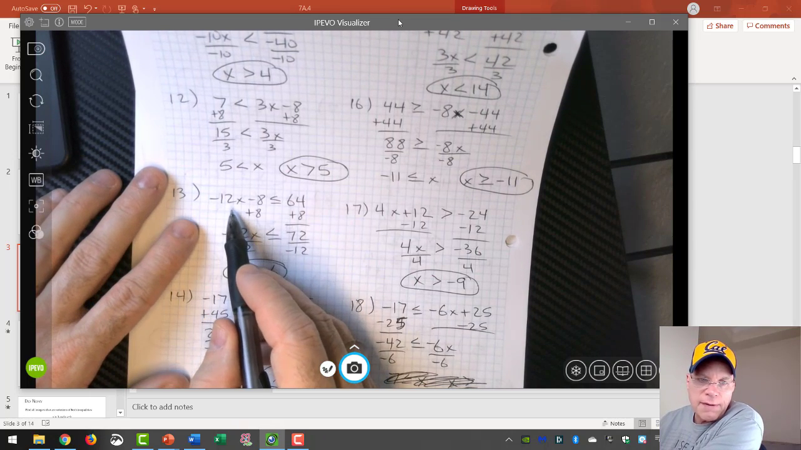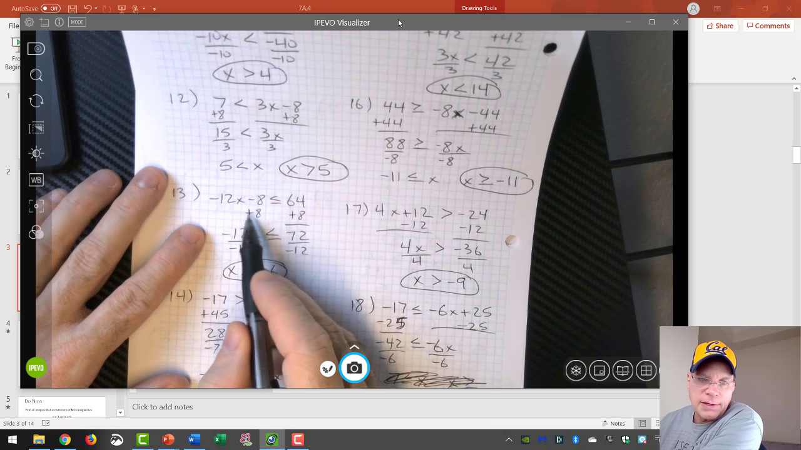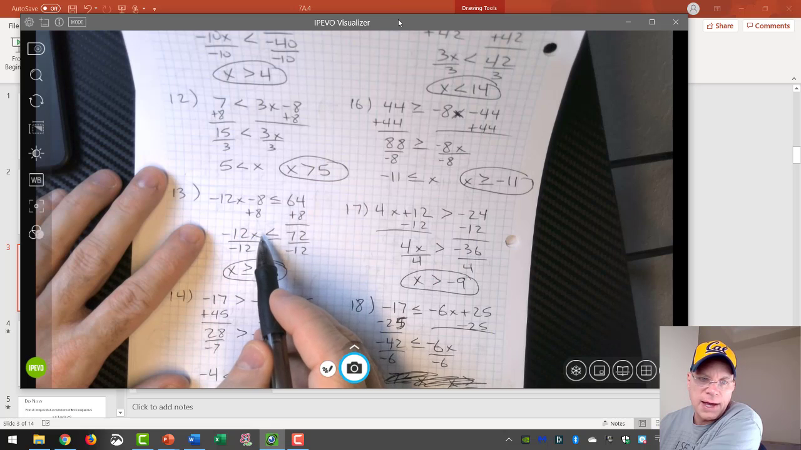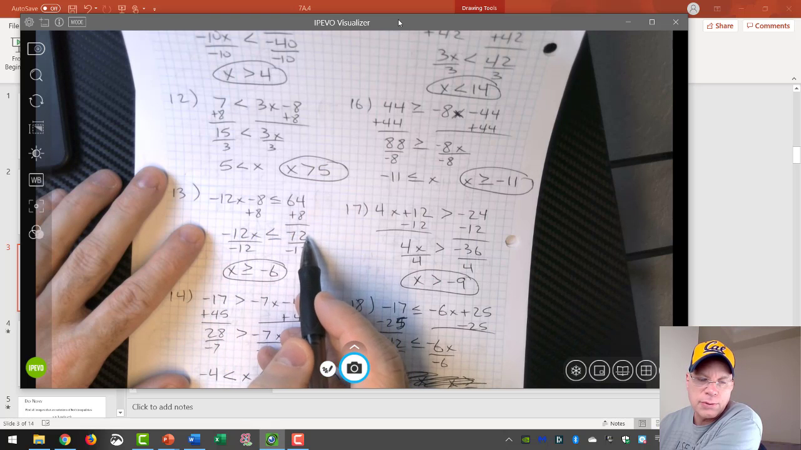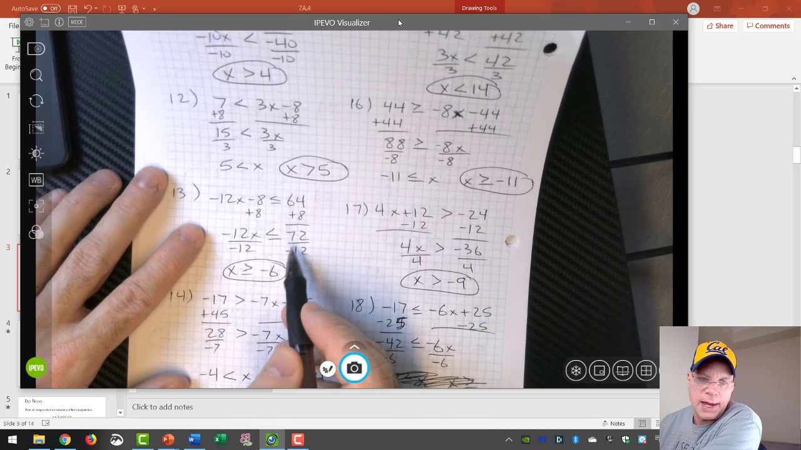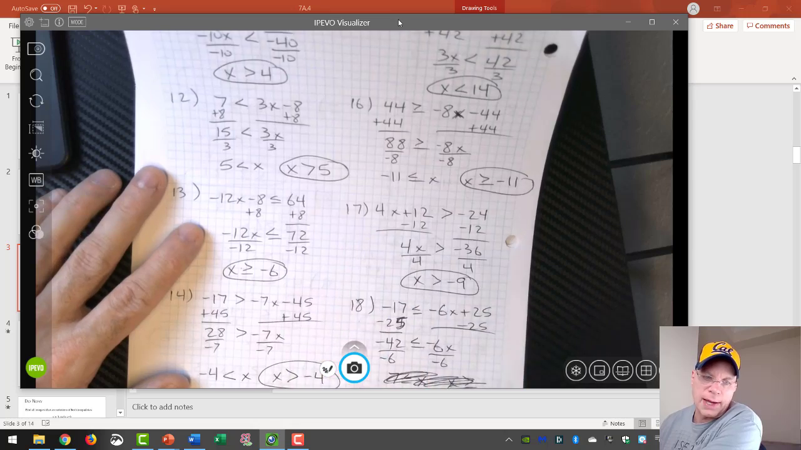13. Negative 12x minus 8 is less than or equal to 64. Add 8 to both sides, removes the constant term, and you get negative 12x is less than or equal to 72. Divide both sides by negative 12, and you get x is greater than or equal to negative 6. We reverse the inequality symbol because we just divided by a negative. X is greater than or equal to negative 6.